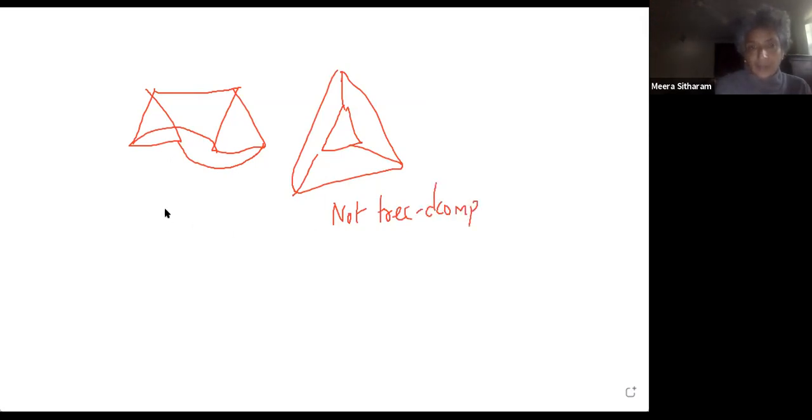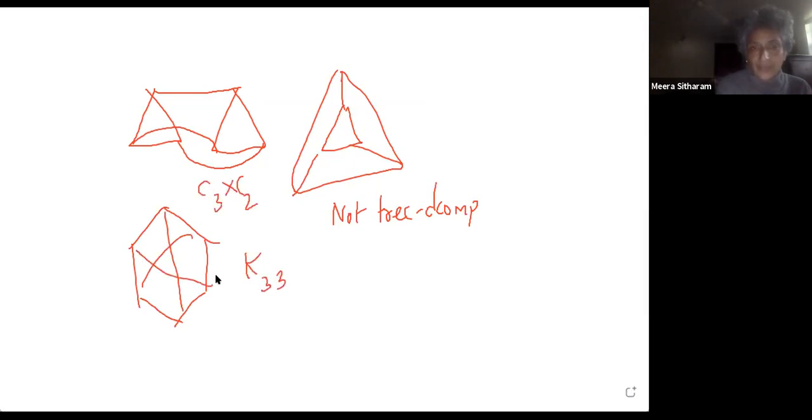The reason I'm not mentioning another thing that you're all very used to, which is the K33, this is called C3 plus C2. The reason I'm not mentioning this, any idea why I'm not mentioning this one?